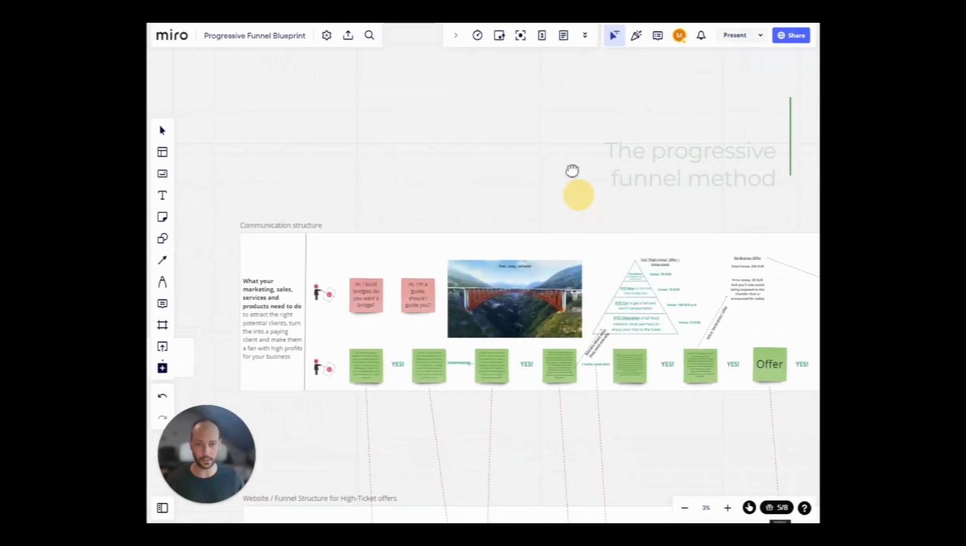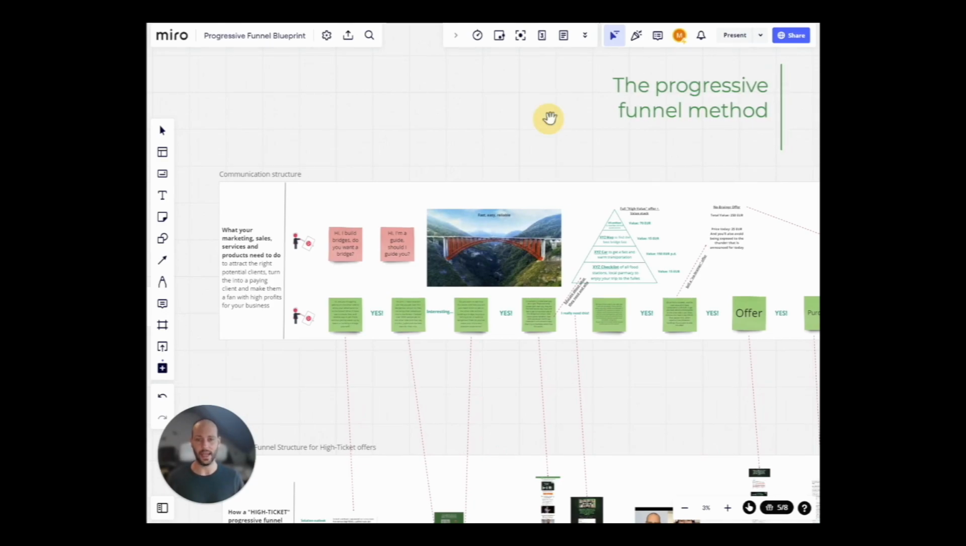Now, let's look at the progressive funnel method. And that is like the psychology implemented in content. So what most people do wrong is they start here. They say, hey, I do this. Do you want that stuff? And very often the answer is no.